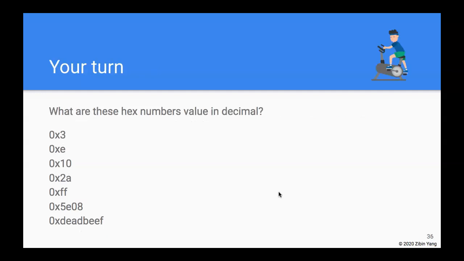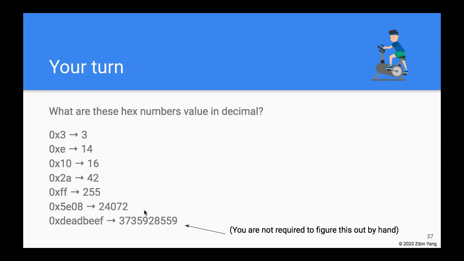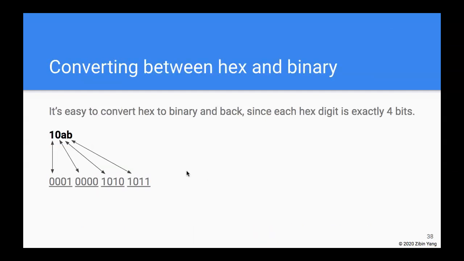So now a few exercises for you. Please pause the video and figure out the decimal values for these hex numbers. So assuming you've done that, at least most of it, here are my answers. Please verify them. And as we said, each hex digit is just 4 binary digits, so it's really easy to convert between hex and binary.